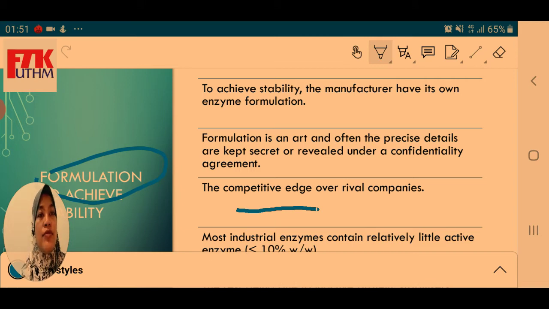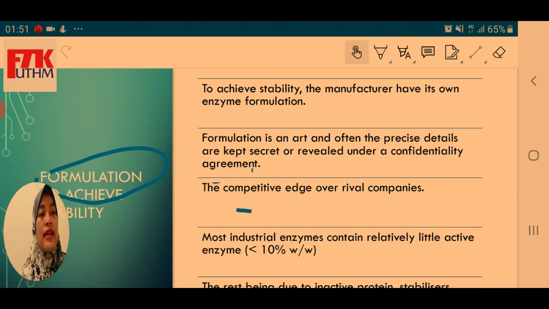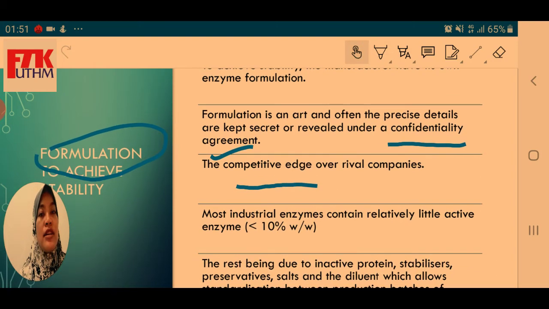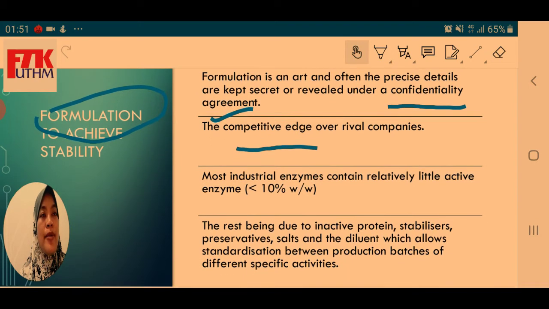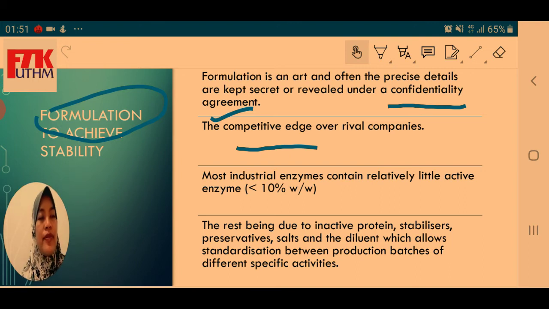So even if it needs to be revealed to the client, then you may get a confidentiality agreement. This will protect the manufacturer in order to provide the company an edge over the rest of the other companies.